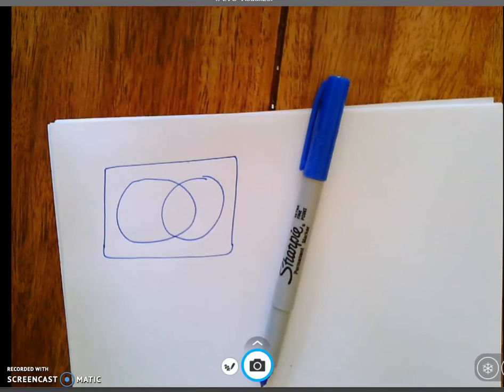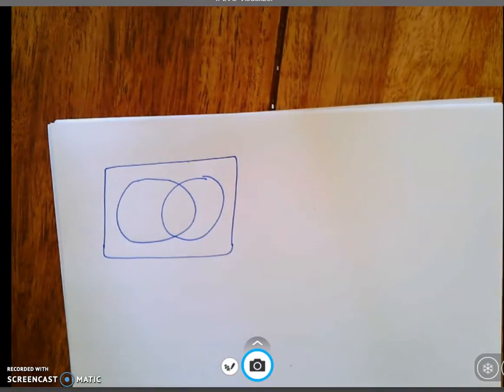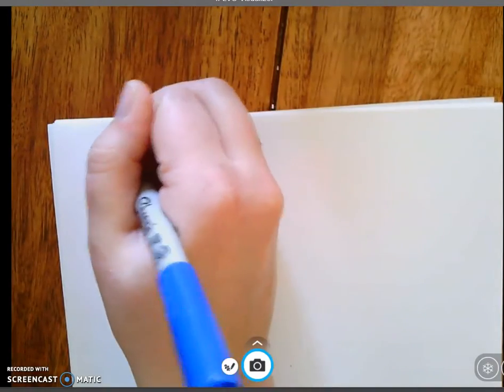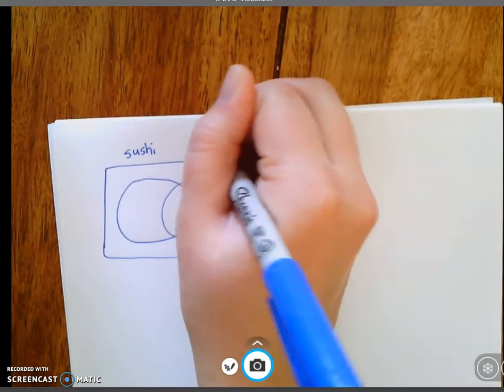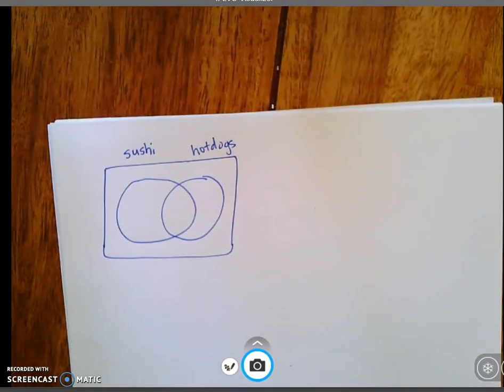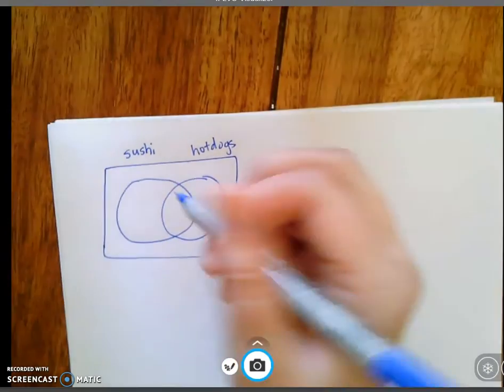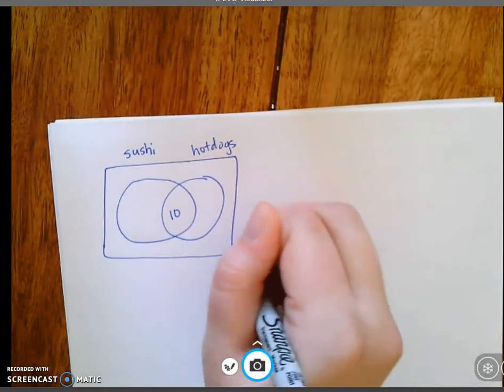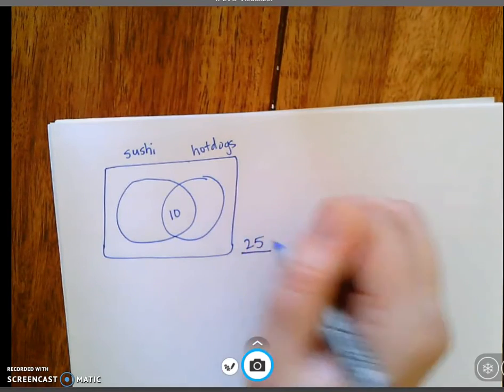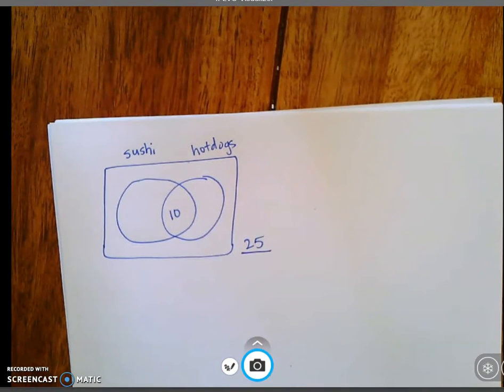Come here, baby. All right, so we'll say the circle on the left represents people who like sushi, and the circle on the right are those that like hot dogs. Now, we found out that 10 like both, so both goes in the middle. Out here's your total number. There were 25 kids in class, so 25 is over here.